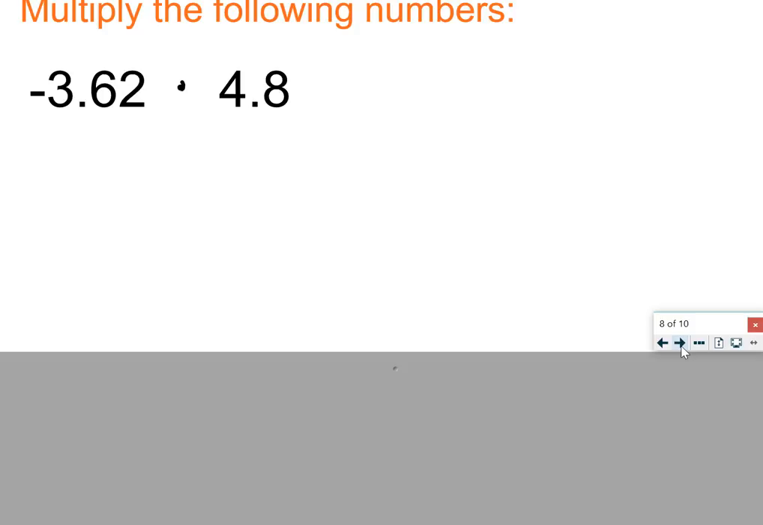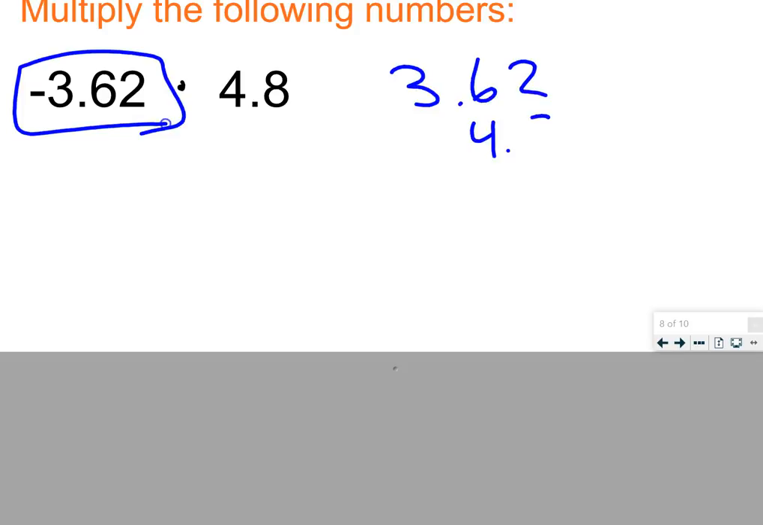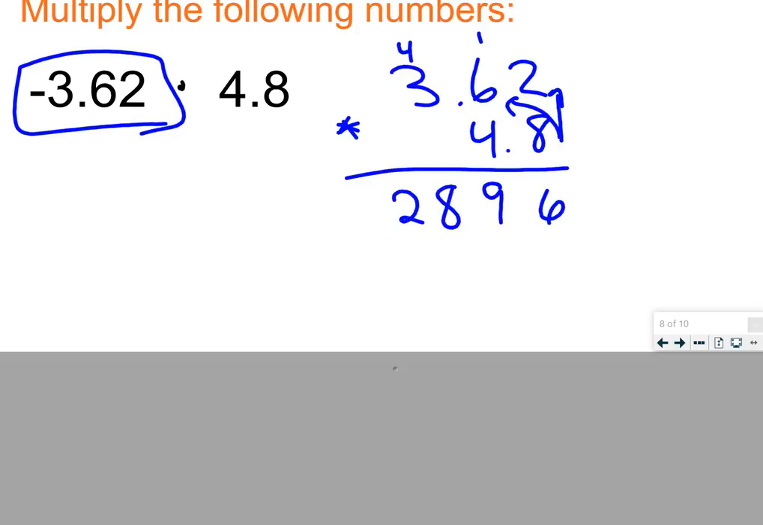So here we have negative 3.62 times 4.8. The 3.62 has more digits, so that's going to go on top. And remember, you do not need to worry about lining up the decimal. Multiplying these through, 8 times 2 is 16, carry the 1. 8 times 6 is 48, add the 1, 49, carry the 4. And 8 times 3 is 24, plus 4 is 28. Have a placeholder, and then move on to the next one.